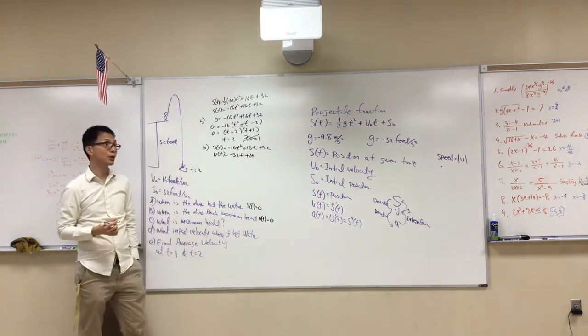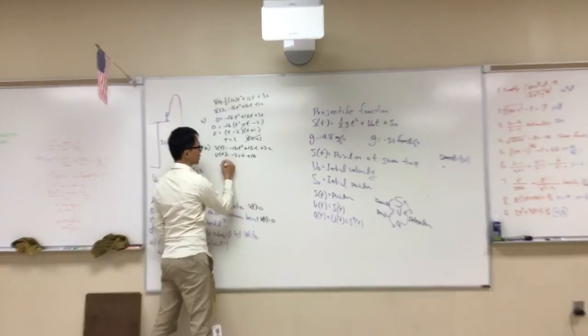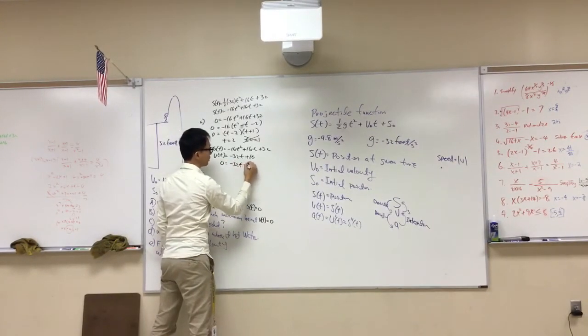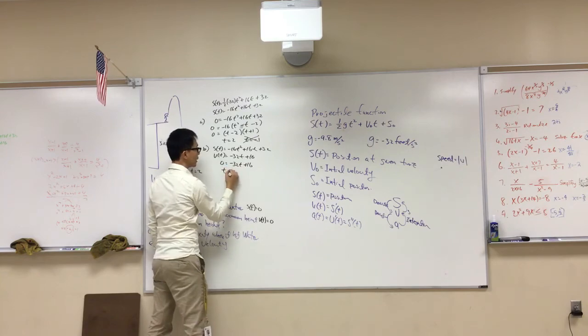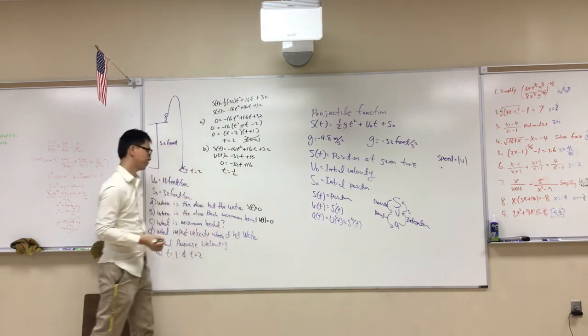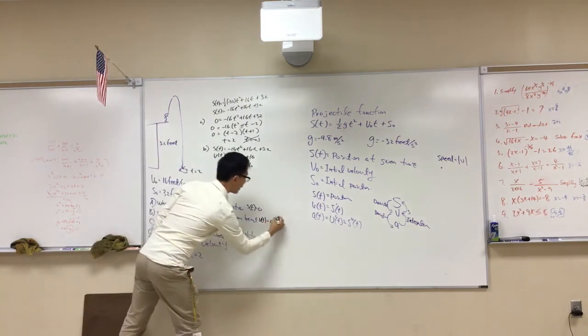Okay? And now set that equal to 0. So 0 equals negative 32t plus 16. t is equal to 1/2. So t equals 1/2.